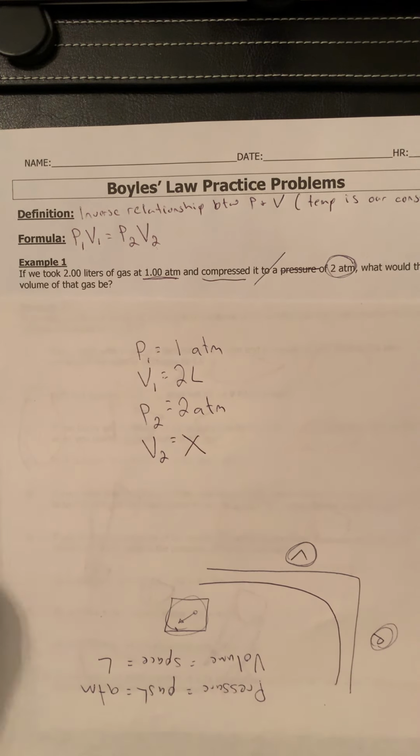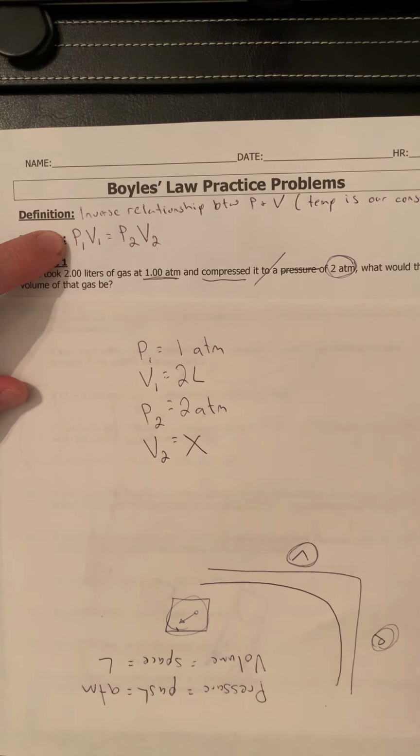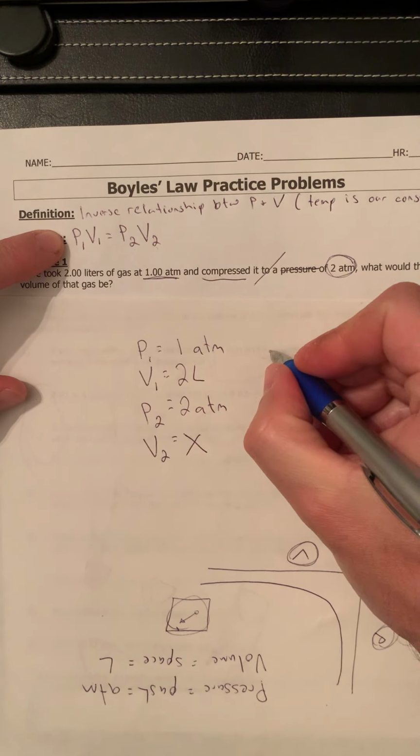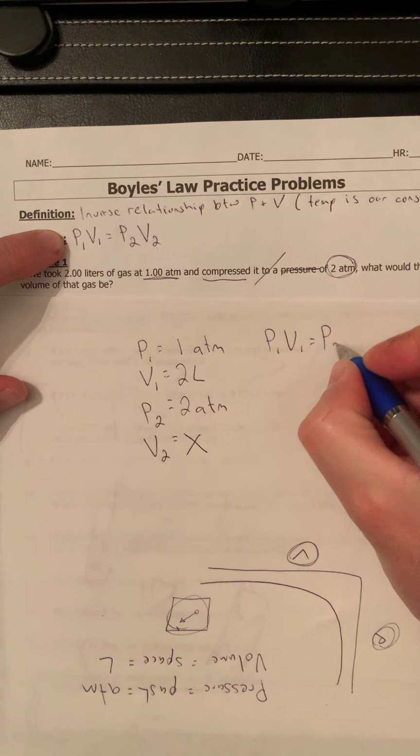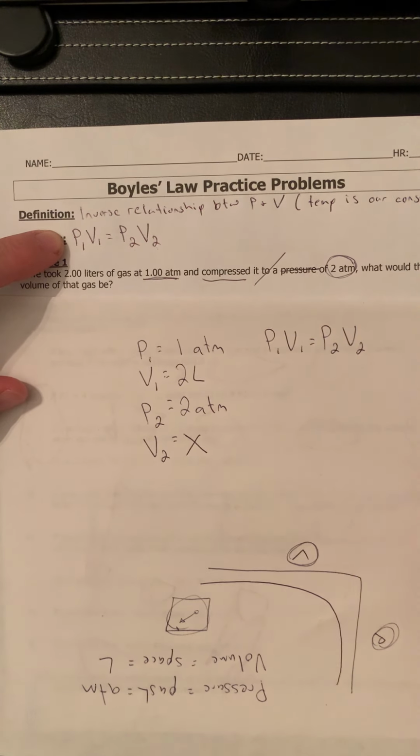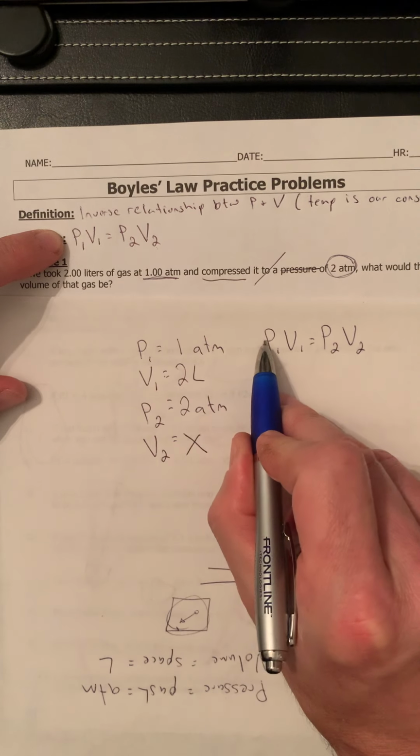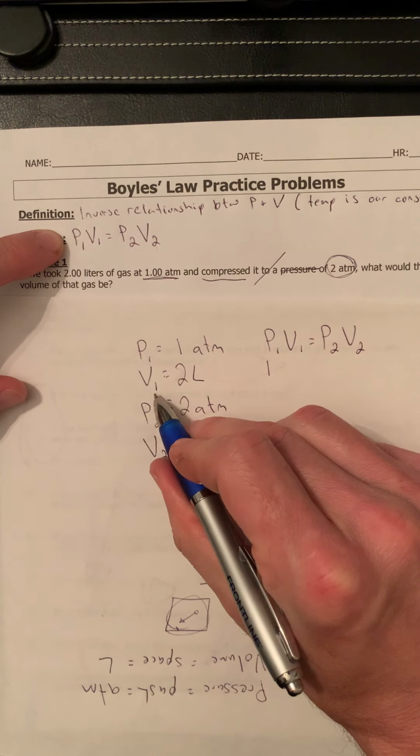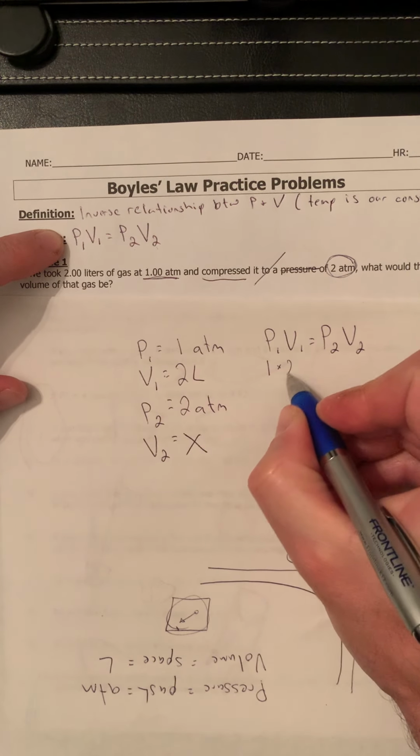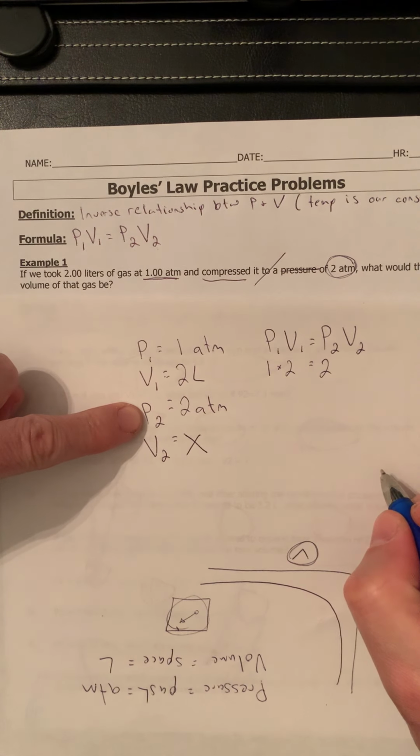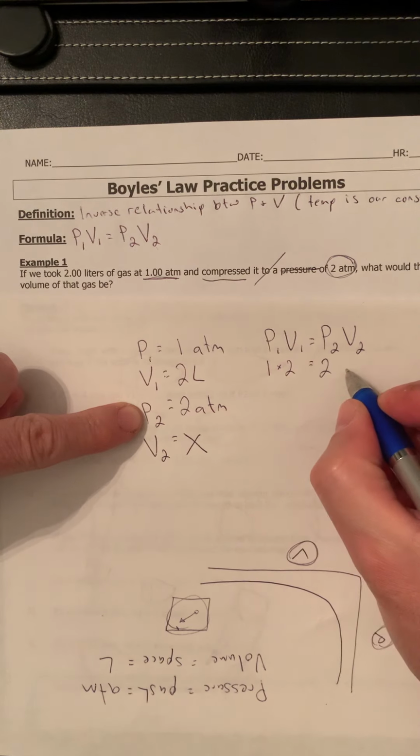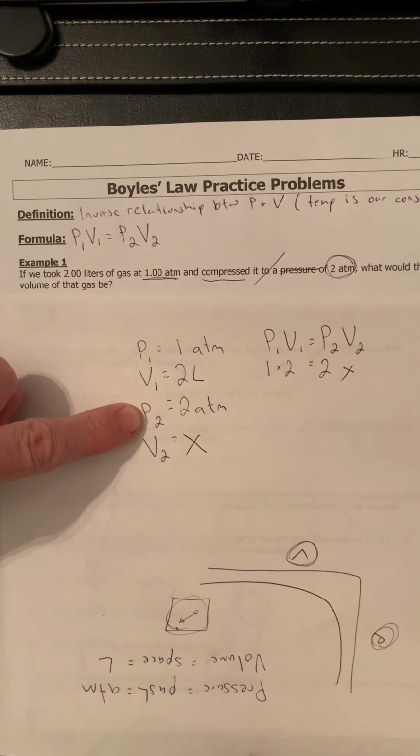So now I don't even really need to look at that sentence anymore, right? I can just organize things. Using this formula, I can match or plug things in, right? So there's my P1 times my V1 equals my P2 times my V2. Let's see here, I got 1 atmosphere, 1, 2 for my volume. Here I had 2 atmospheres and my volume was X.